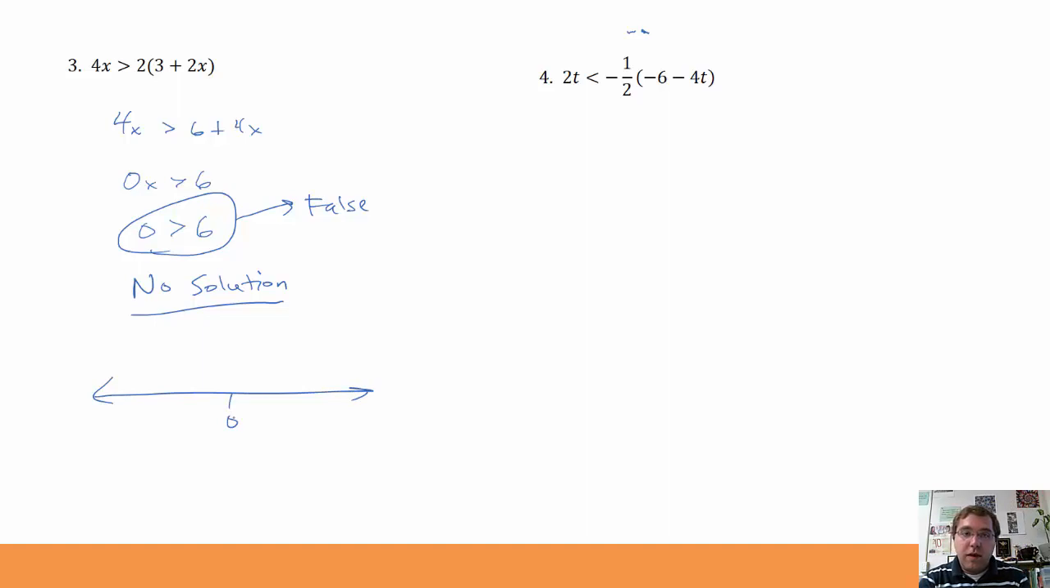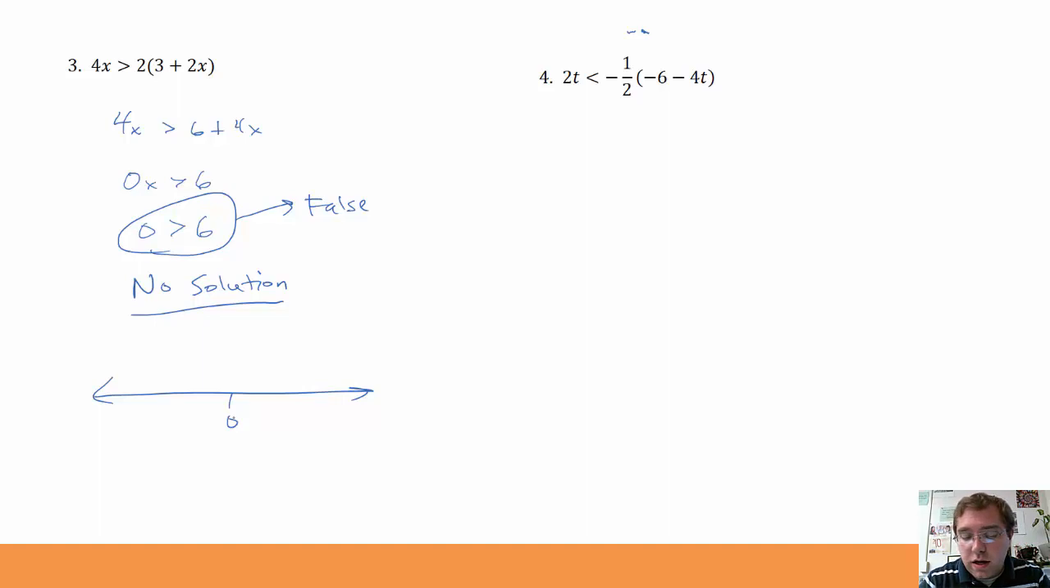Here is an empty number line. I put a 0 on there just to indicate that it's a number line, but I'm not putting a dot at 0. I'm not indicating that it could be 0. It's nothing. Number 4, 2t is less than or equal to negative 1/2 times negative 6 minus 4t.